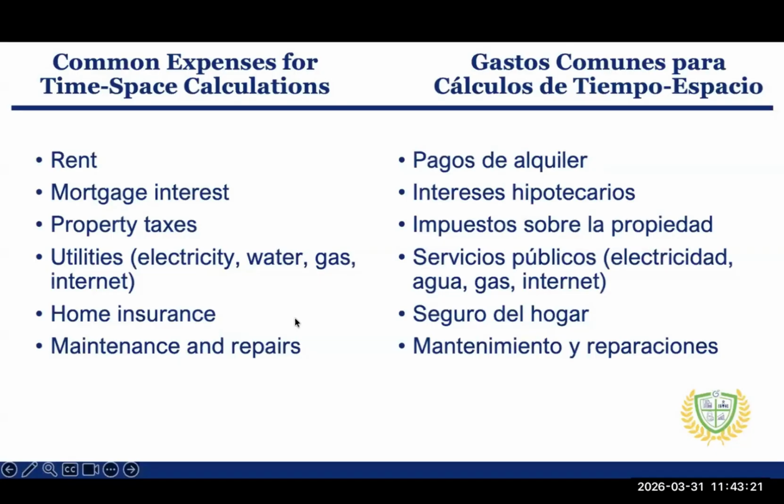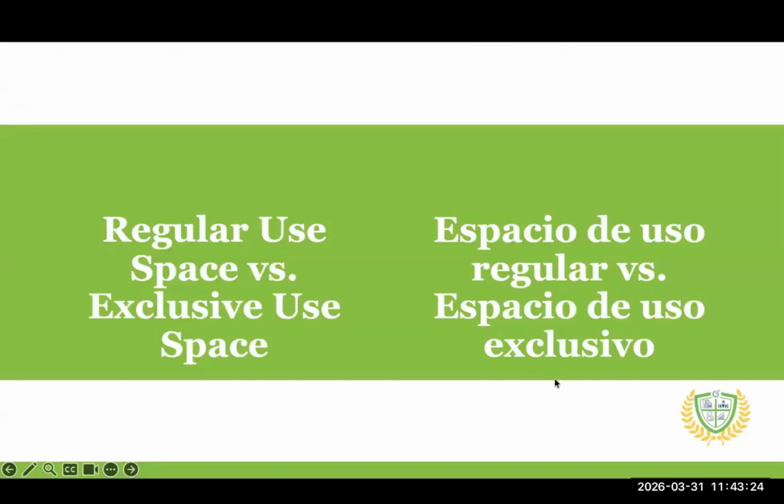And that takes me to my next slide, which is defining the types of spaces that we will have in our home. Those are regular use space and exclusive use space. It is important to know how to distinguish these spaces and how they should be included in the time space if they are applicable. Let's break them down one by one and see what their main differences are and why it is important to have this differentiation.